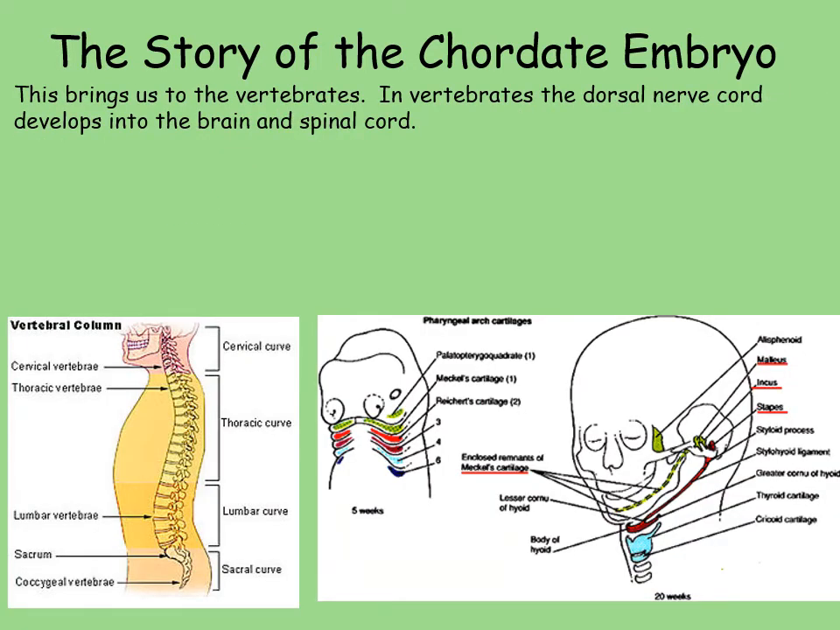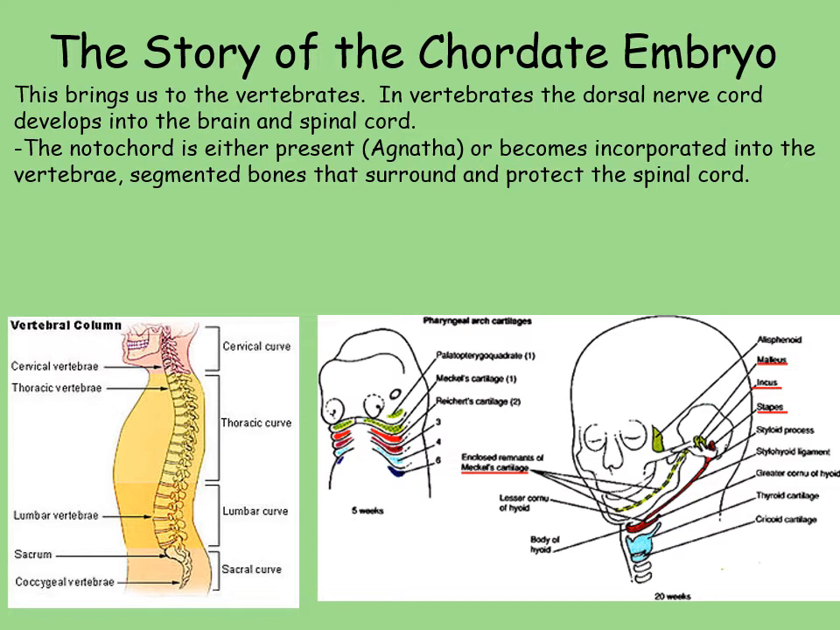Okay, so that brings us to the vertebrates. So in vertebrates, we still maintain the dorsal nerve cord. This develops into the spinal cord that runs along the length of the body, as well as the brain. The brain is just a swollen portion of the nerve cord in the anterior end of the body.